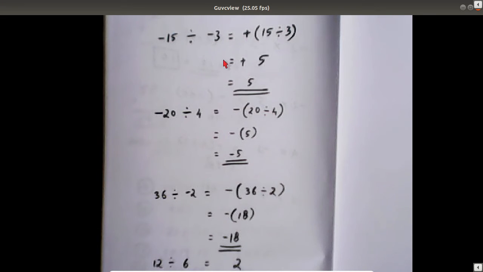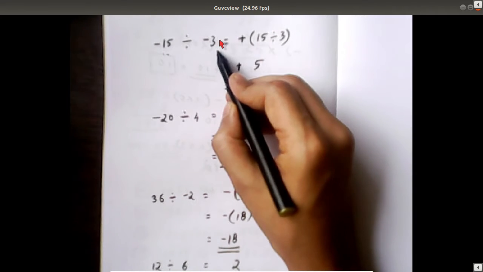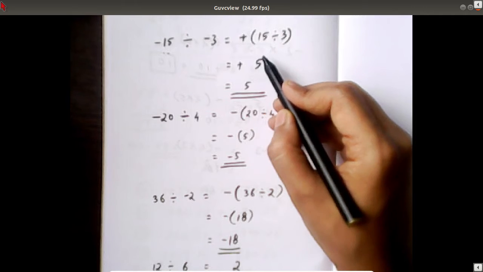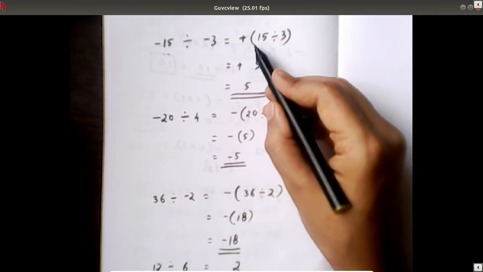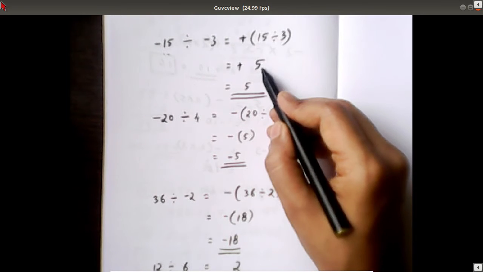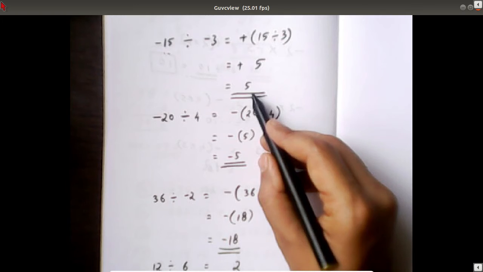So this is our first example of negative number divided by a negative number. Minus 15 divided by minus 3, which is equal to a positive number. So we have a plus here and we have 15 divided by 3. 15 divided by 3 is 5. So the answer is plus 5, or you can also write it just as 5.